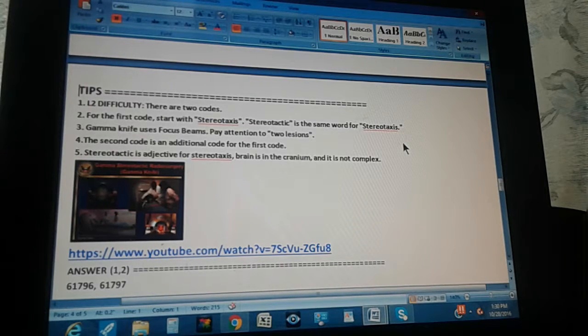Number 4: the second code is an additional code for the first code. Because of the 2 lesions, you're going to find out that you need an additional code. So that's our 4th tip.